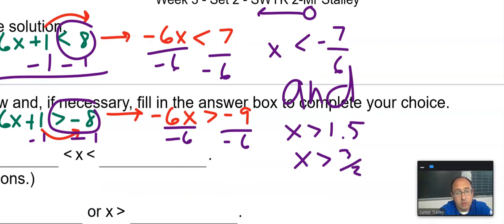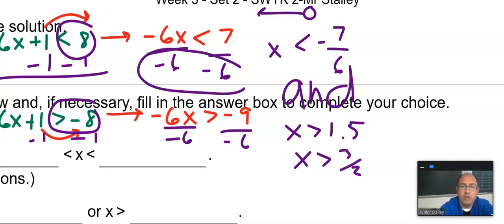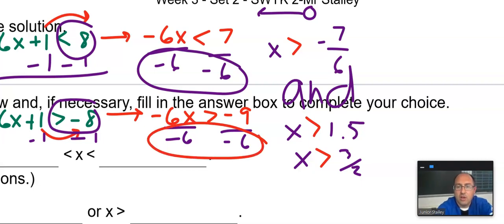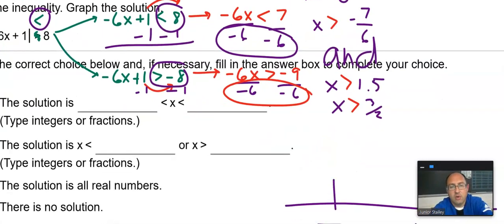I'm going to leave mistakes in my videos because I want you to realize that people make mistakes, especially when they're trying to do things too fast and they're not paying attention. I'm hoping that you see and remember that when you divide by a negative number, what happens to the sign? It flips, Mr. Staley. Why didn't you flip the sign? I don't know. It was a really bad moment right there. Yeah, because when you divide by a negative number, the sign flips on these inequalities.